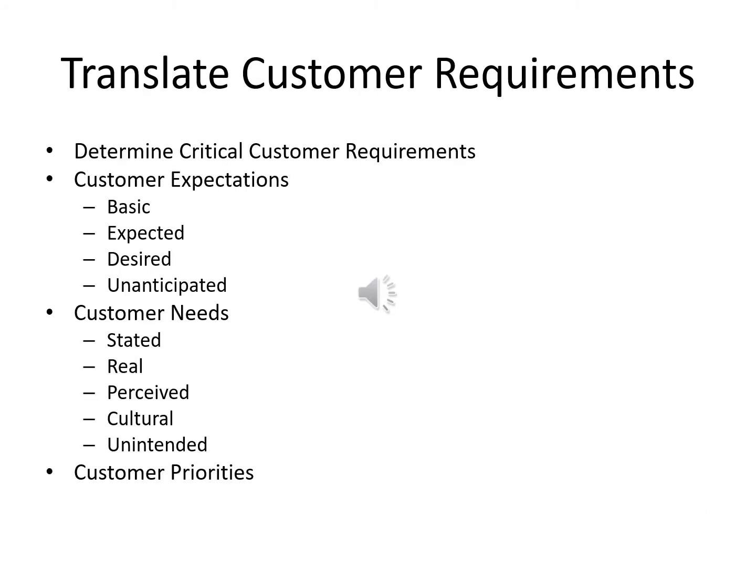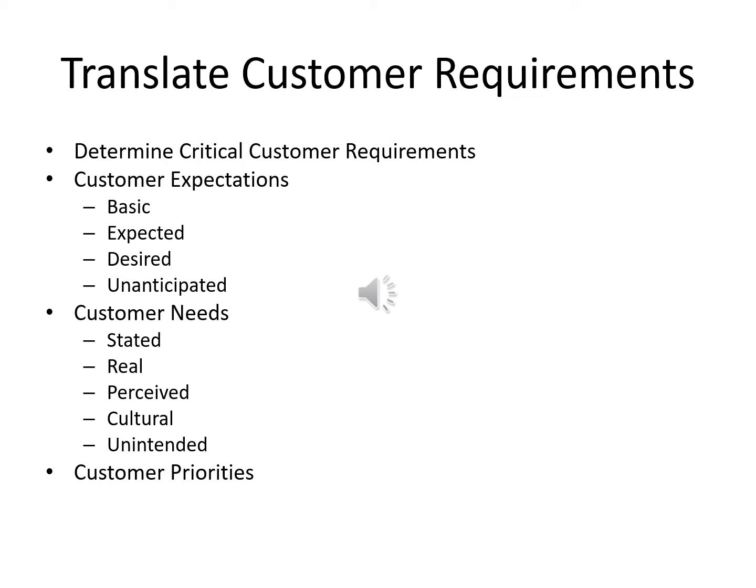So you've done your analysis, right? So now you got to say, okay, what do we have to do to satisfy our customers? So you got to determine, first of all, what's critical to the customer. What must we provide as a bare minimum to make that customer even look at our product, right? These are our critical customer requirements. If we don't do this, we're not going to sell it, whether it's a product or service.